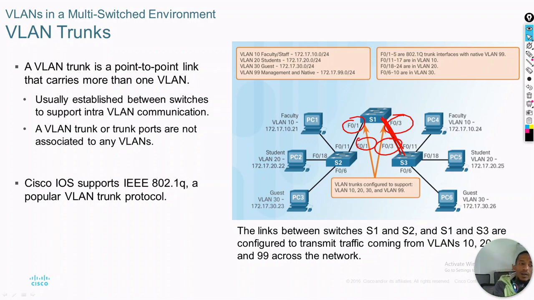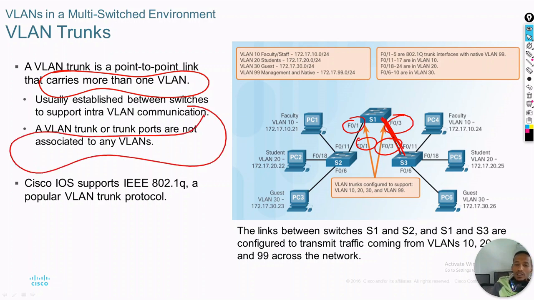So they can carry more than one VLAN. And also they are not associated with any VLAN. They are not VLAN 10, they are not VLAN 20, they are not associated with VLAN 1. Usually they use 802.1Q. That's a VLAN trunk protocol. There are different protocols, I think you do know them. One of the protocols used by the VLAN trunk is IEEE 802.1Q.